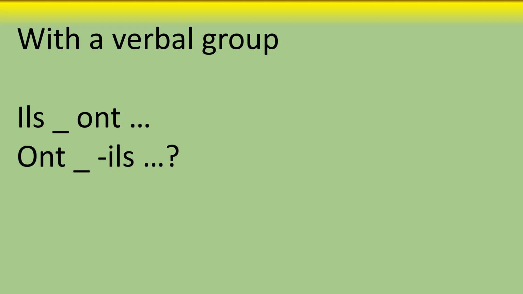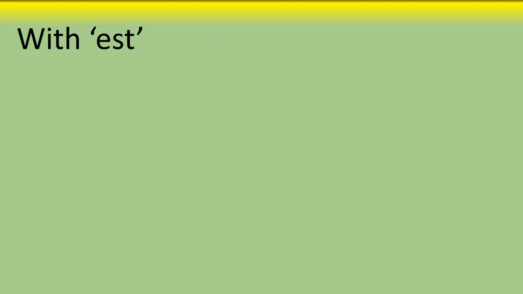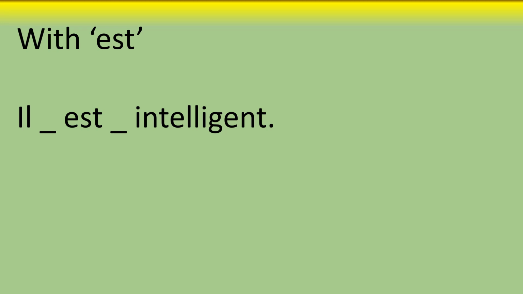You need to make a liaison with a verbal group. For example, ils_ont, but even when it is a question, ont-ils. We need to make a liaison with est. This is a common mistake I hear, il est intelligent, it is il_est_intelligent. So, intelligent, you will have the liaison. We know about il and est already, but very often people don't know that there should be a liaison between the T of est and the vowel of the adjective here. Il est_intelligent.